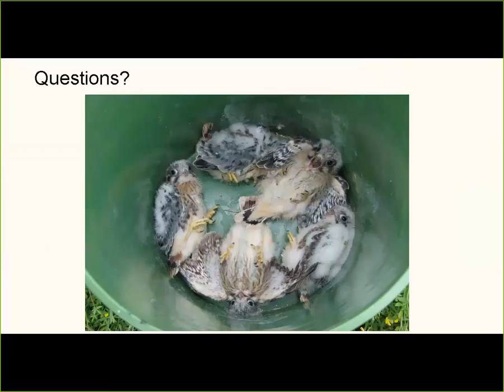Censusing prey, like actually finding out some estimate of how many voles are in this field or how many grasshoppers in this field, is a real nightmare. It's not impossible, but it's incredibly hard to do well.